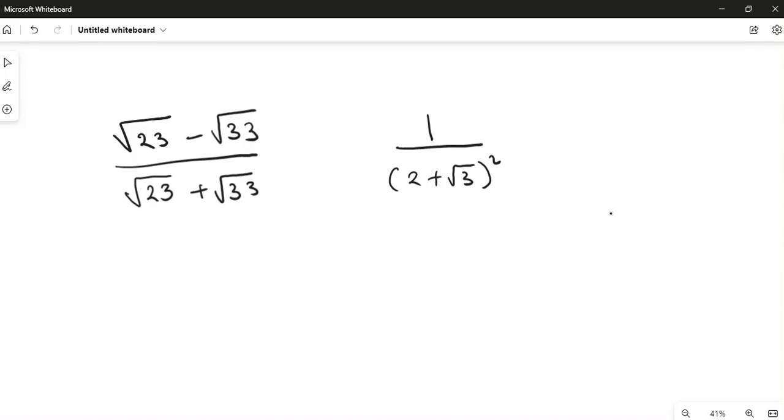All right, so we're still looking at surds, rationalizing the denominator, with another example here: the square root of 23 minus the square root of 33, divided by the square root of 23 plus the square root of 33. As always, we are going to multiply our numerator and our denominator by the conjugate of the denominator.